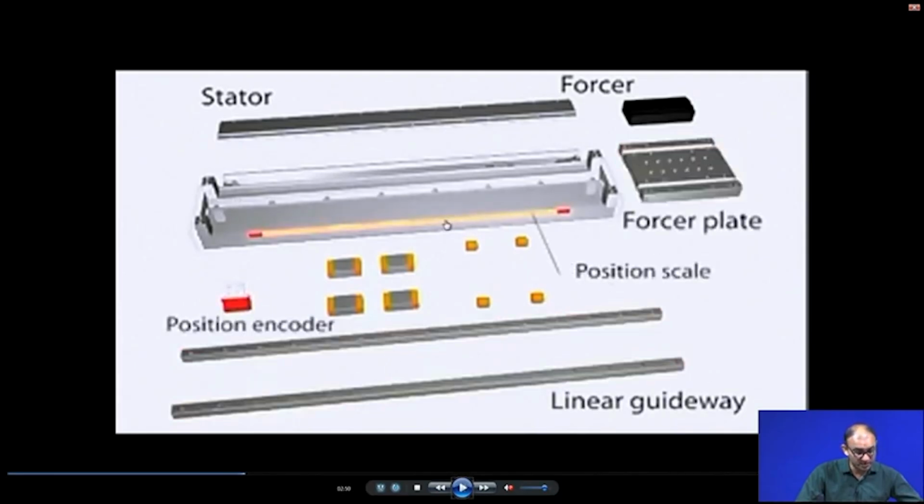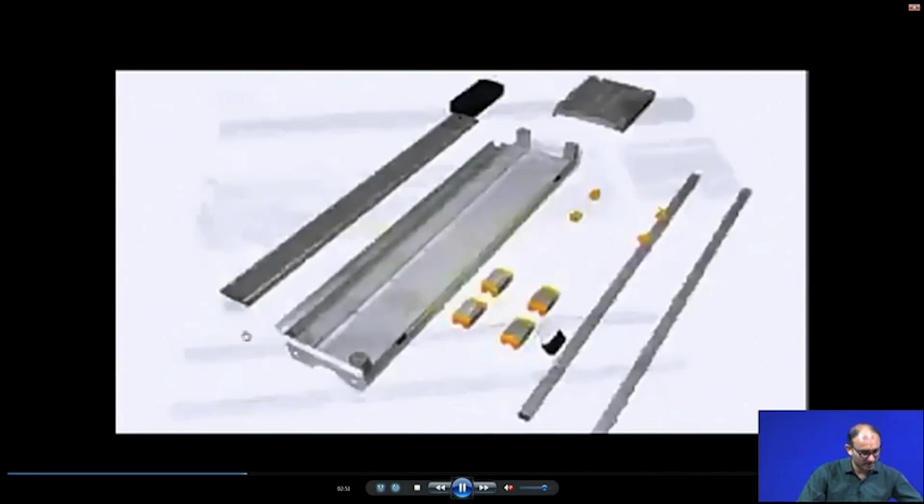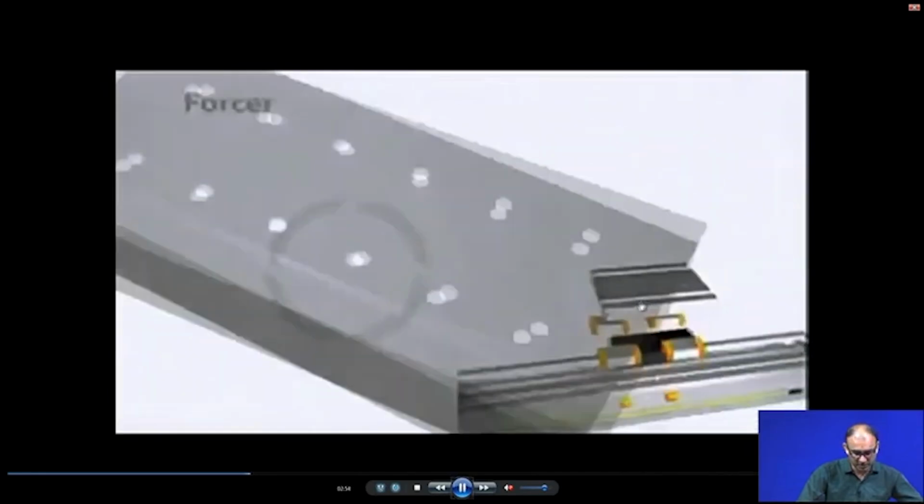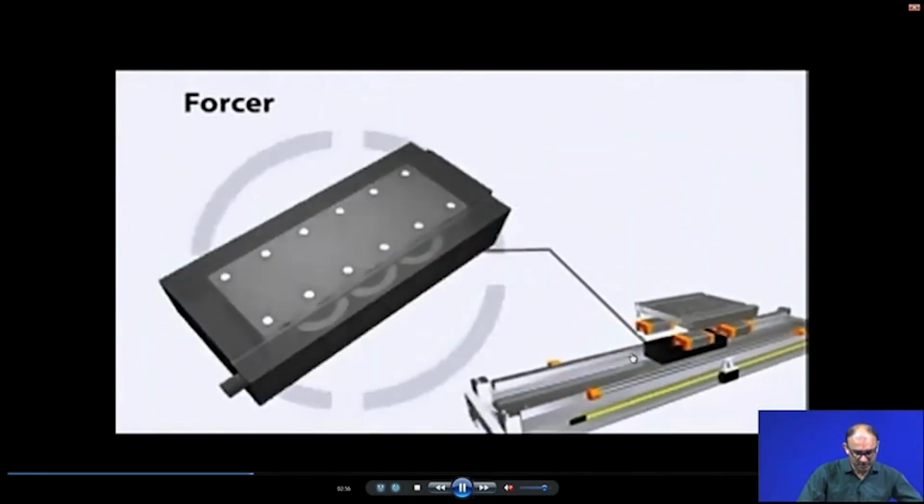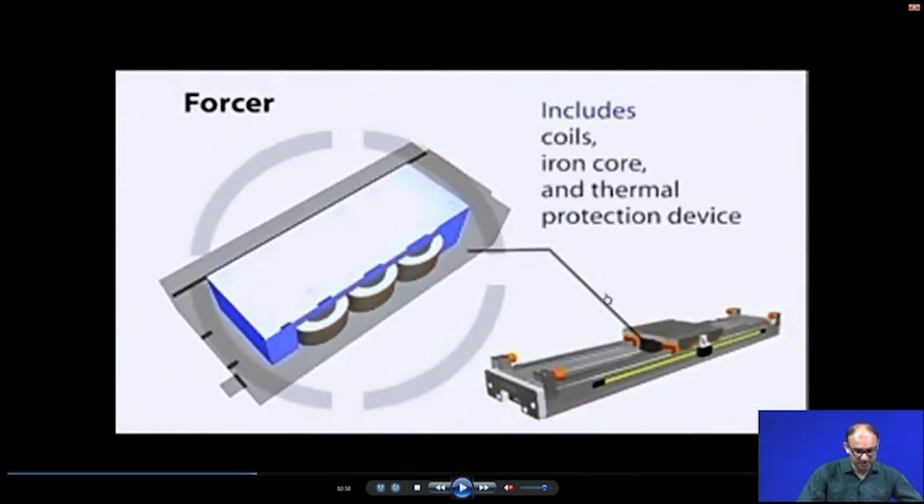Then this is a position scale, because if you want to move with 1 micron or 0.1 micron resolution, you need an encoder. Right now we are using a linear encoder. We will see in a few slides what linear and rotary encoders are, but for this linear drive we use a linear encoder, because it has certain advantages over a rotary encoder. Then you assemble everything, and this is the complete assembly.